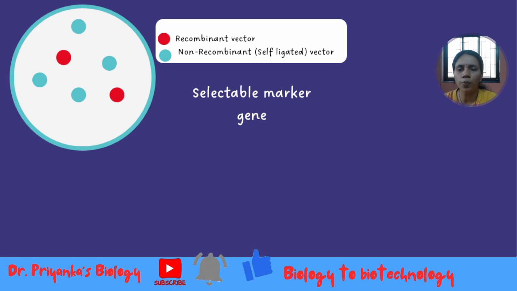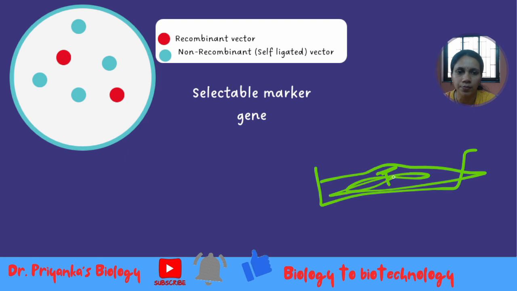Suppose now we have the transformants here. Some are recombinant, some are non-recombinant. So what we will do is replica plating. In replica plating, we will have agar medium which will contain tetracycline. We will have one plate which will have tetracycline in it. We have added tetracycline to the growth medium here.